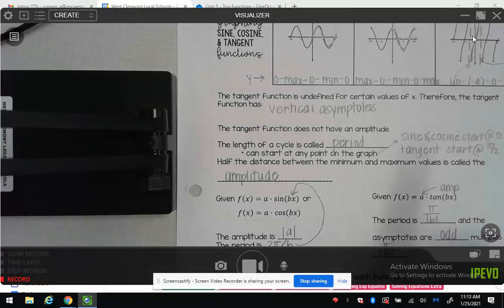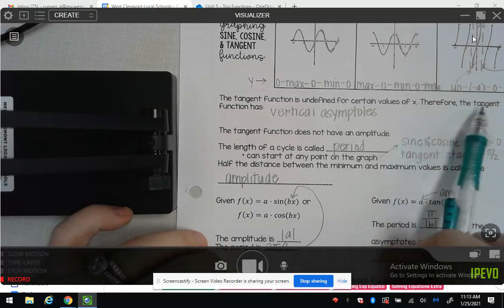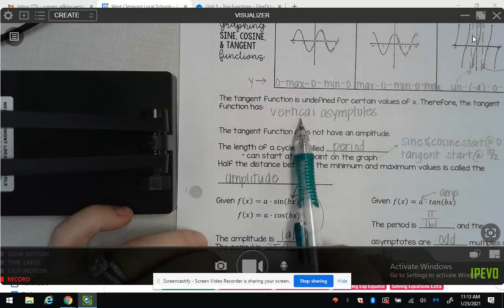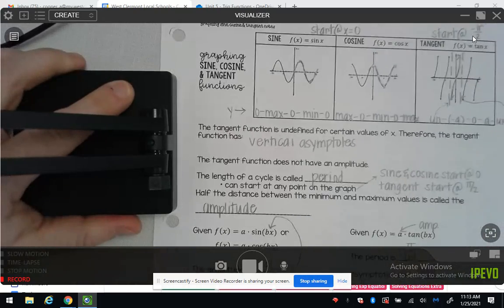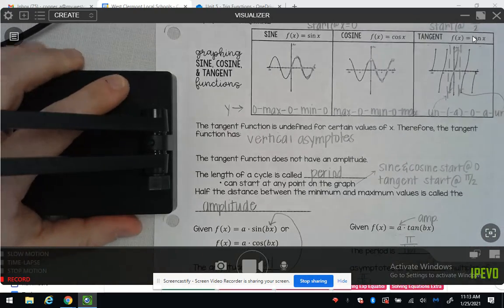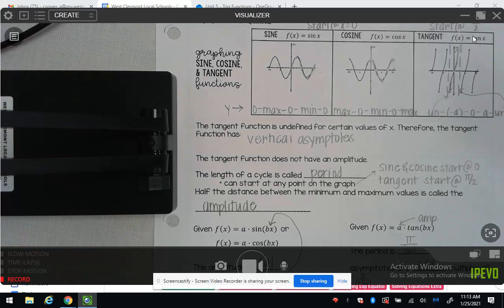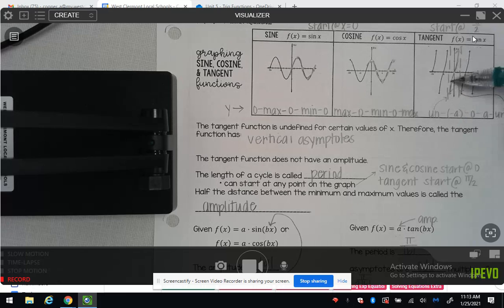Tangent function is undefined for certain values of x. Therefore, the tangent function has vertical asymptotes. We're going to graph them nice and easily. Tangent function doesn't necessarily have an amplitude because it doesn't stop. It goes on forever, but we will use that a value to help us graph a little bit.